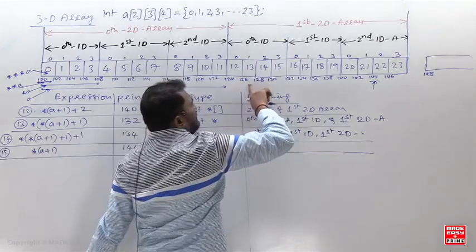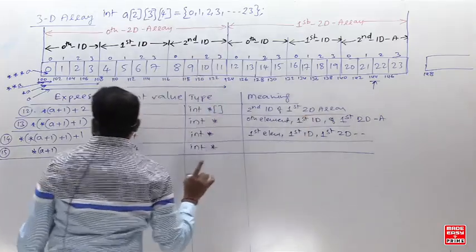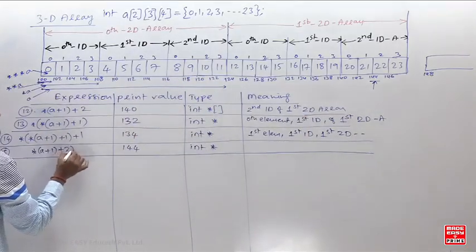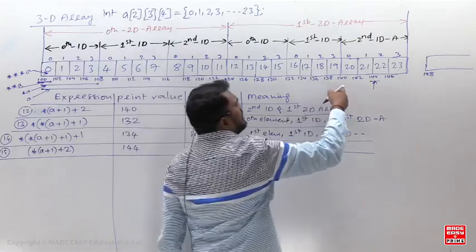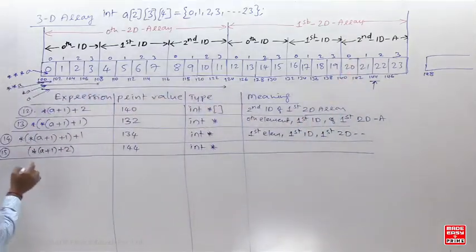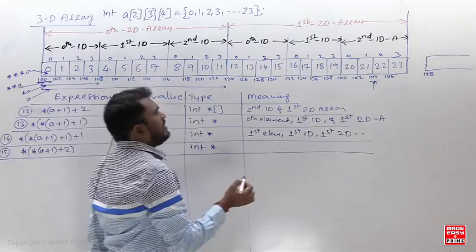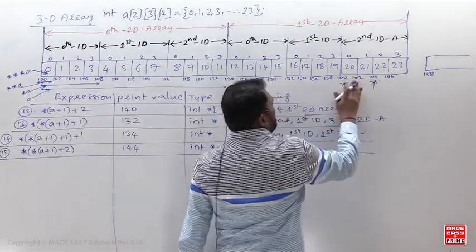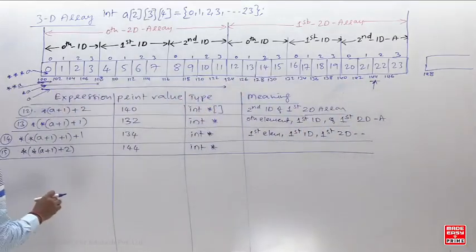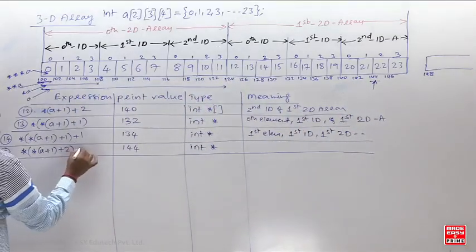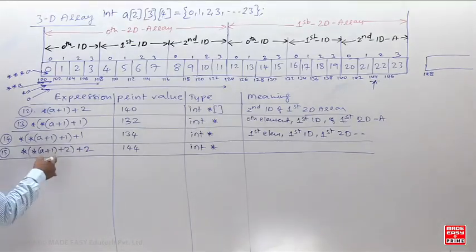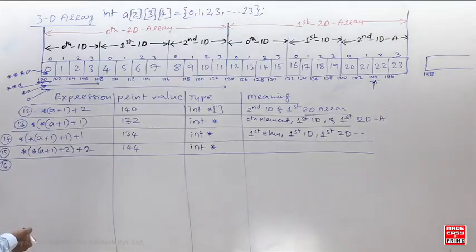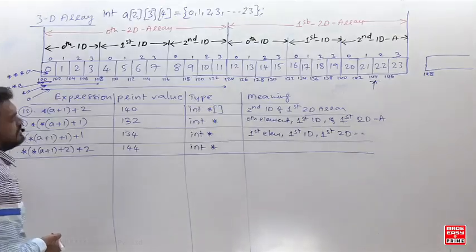A plus 1 whole star means pointing to the 0th 1D array. Plus 1 means you come here, plus 2 means you go here. If I say plus 2 here, it is now pointing to the 2nd 1D array. If I apply one more star, it will point to an element. If I say plus 1 it is 142, and plus 2 means 144. So you have to say a plus 1 whole star plus 2 whole star plus 2. Did you understand?